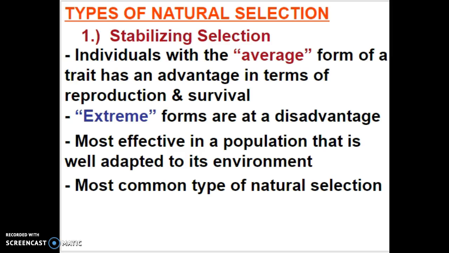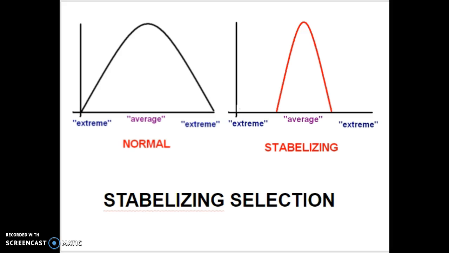This usually happens in populations that are very well adapted to their environment. They have a particular role or niche, and they fit that perfectly. This is the most common type of natural selection that occurs. So on the left side, we see the normal population. So there's our bell curve, extremes on either end, average in the middle. In stabilizing selection, that population squeezes in from the extremes to become more average.